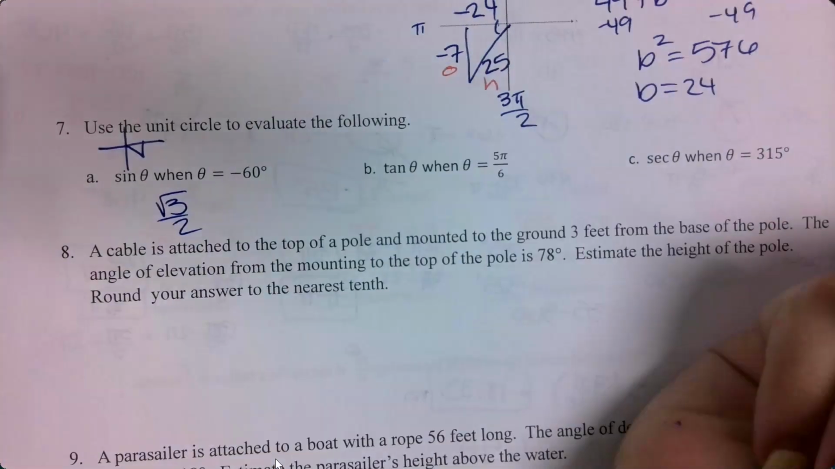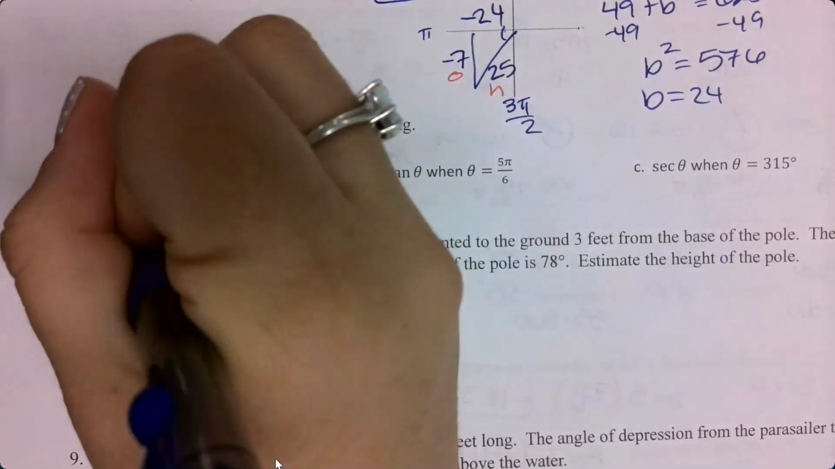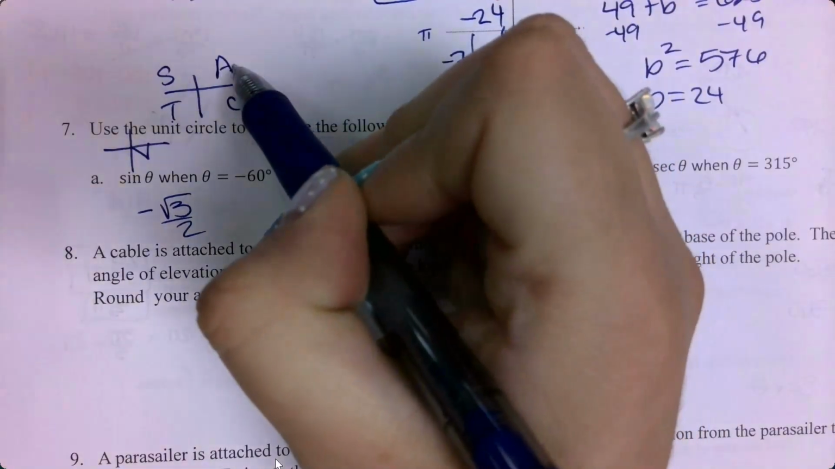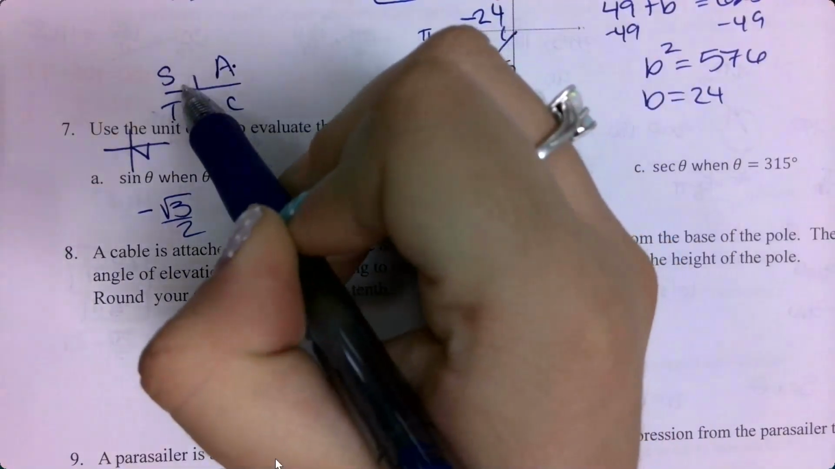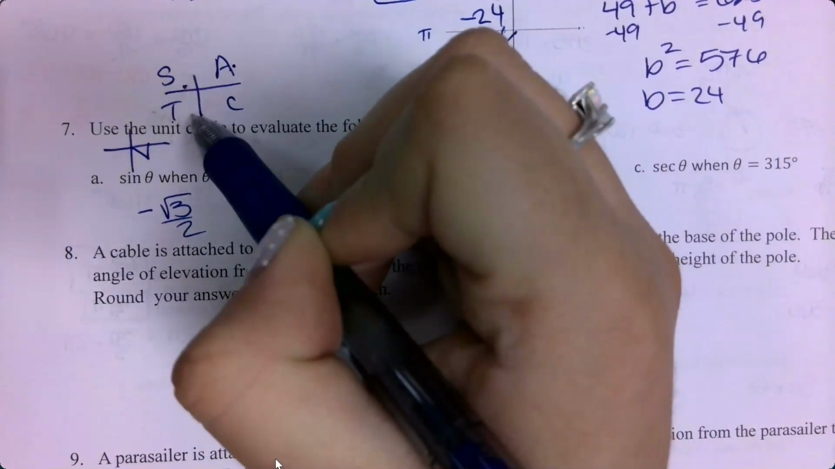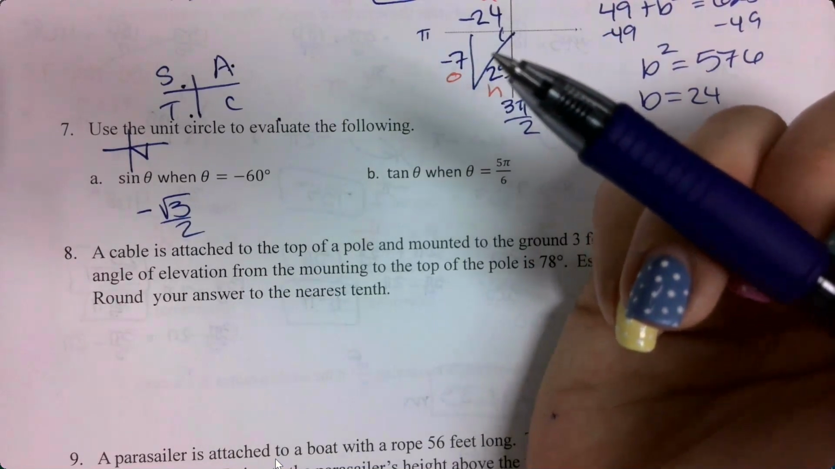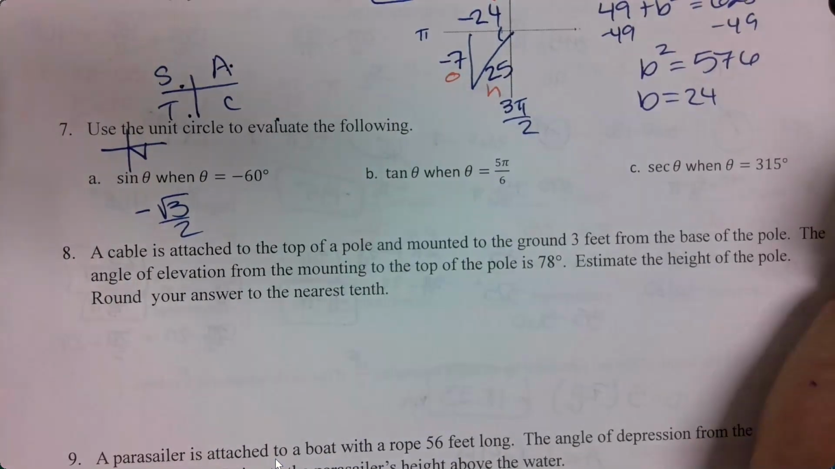But because I'm in the fourth quadrant, my sign is going to be negative here, because remember we have all students take classes. So everything is positive in the first quadrant, only sine is positive in the second, only tangent is positive in the third, and only cosine is positive in the fourth. So since this isn't cosine, it's negative.